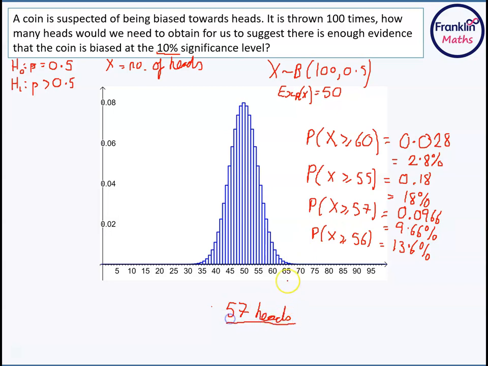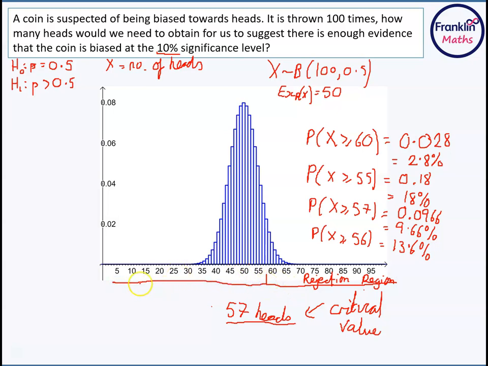Now, that value there is called the critical value. It's the value where we change from accepting H0 to rejecting H0. If I split this into two, all this section over here we will call the rejection region, basically where we're going to reject H0. And over this side, we would call this the acceptance region.